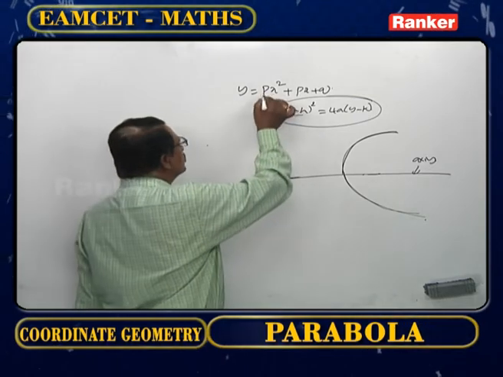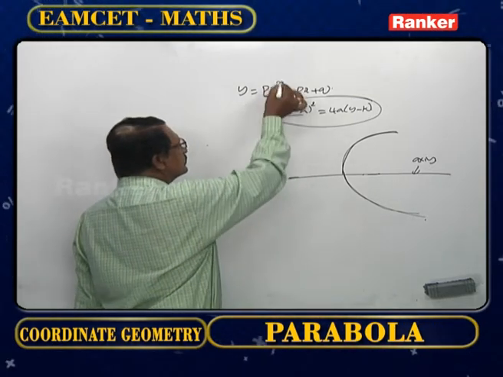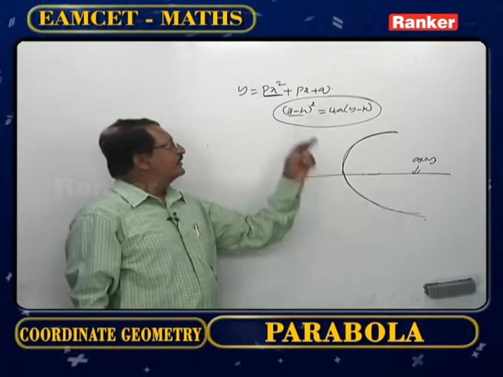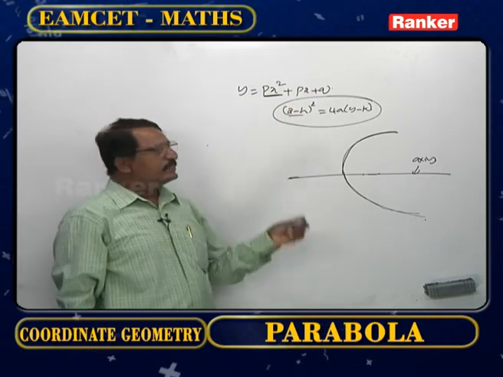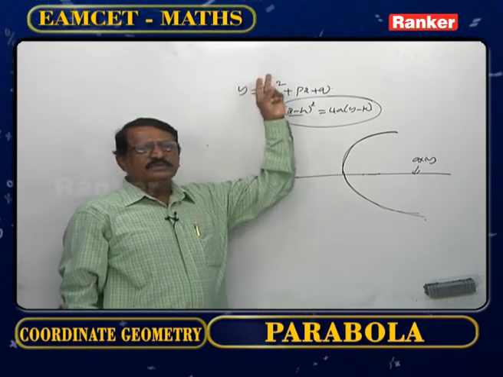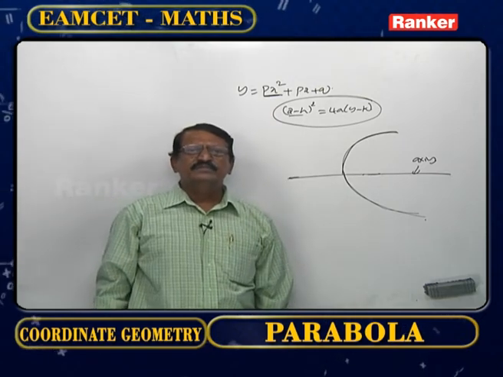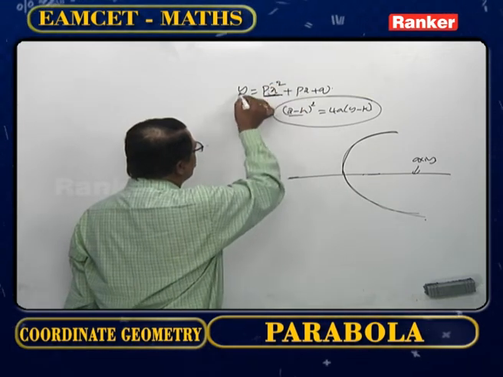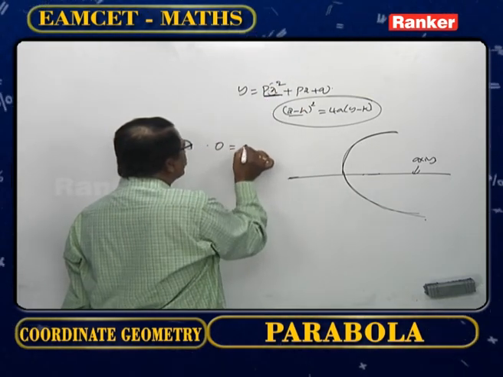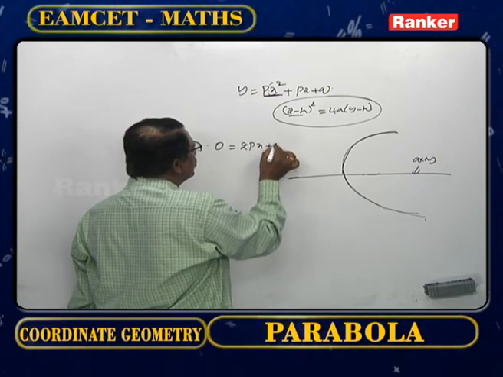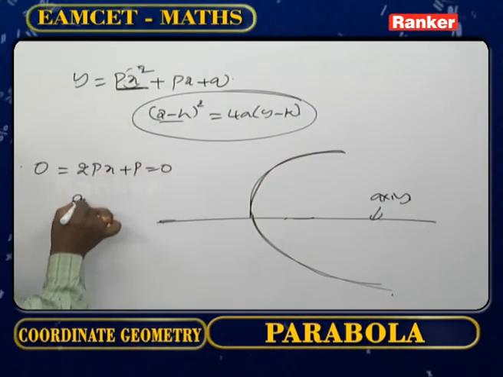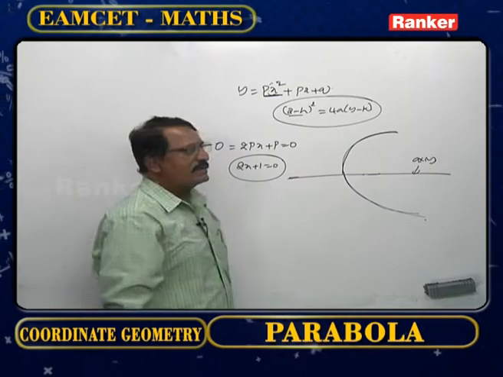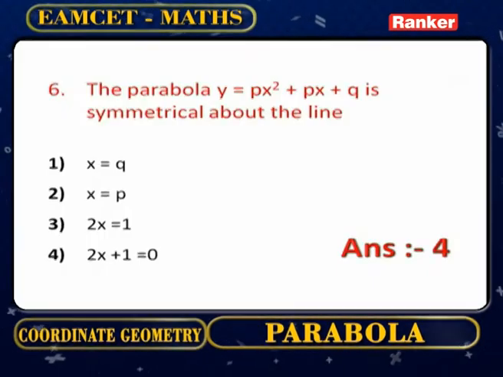Here the second degree term is x, so just differentiate the given equation of the parabola partially with respect to x. If the equation of the parabola contains a y square term, differentiate partially with respect to y. Here the second degree term is x, so differentiating partially with respect to x, y derivative 0, equals 2px plus p equals 0, p common. Now 2x plus 1 equals 0. The required equation of the axis of the parabola is 2x plus 1 equals 0, fourth option.